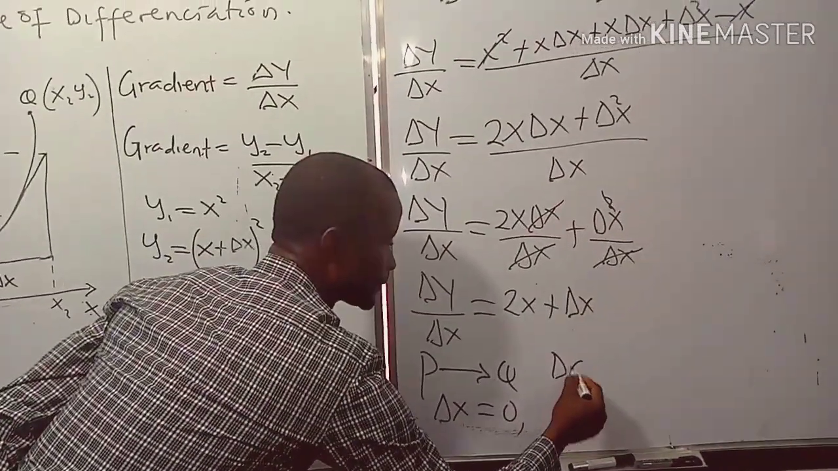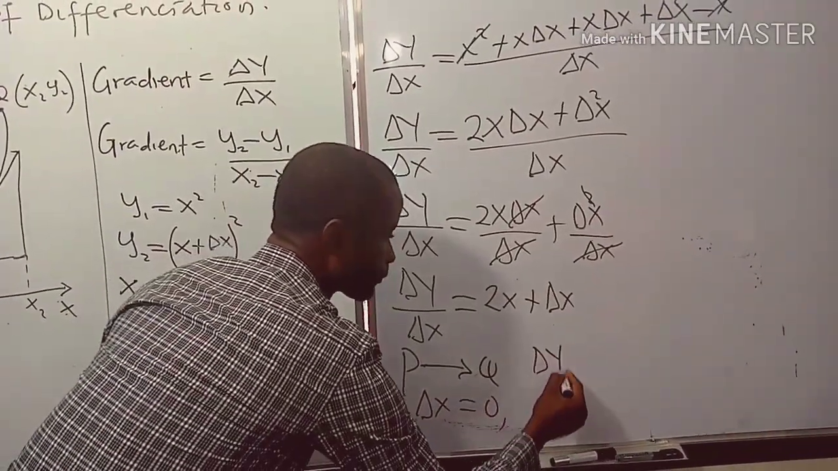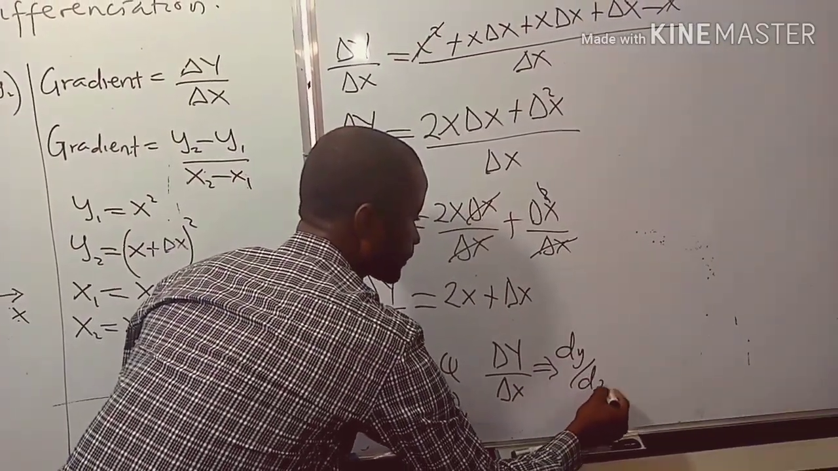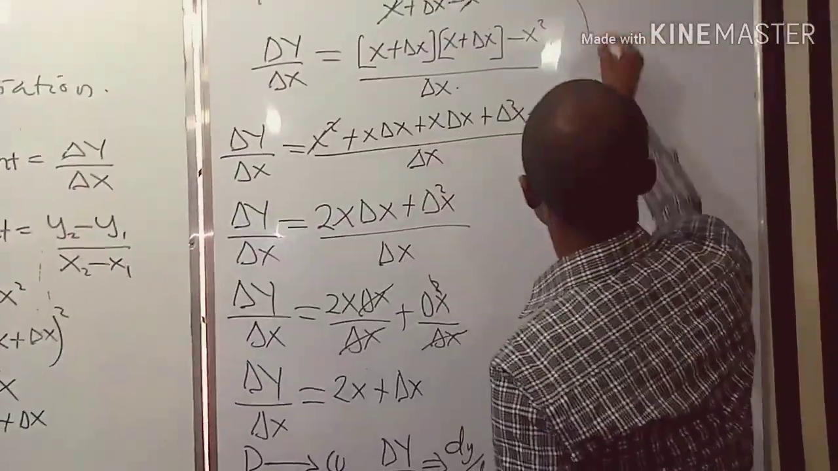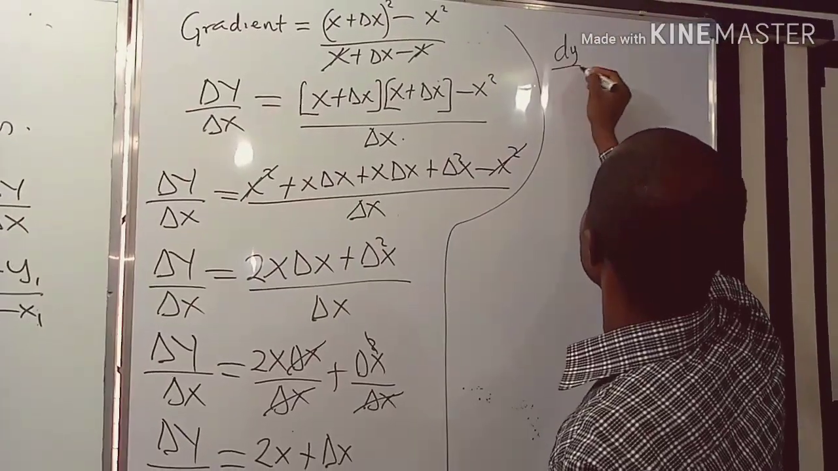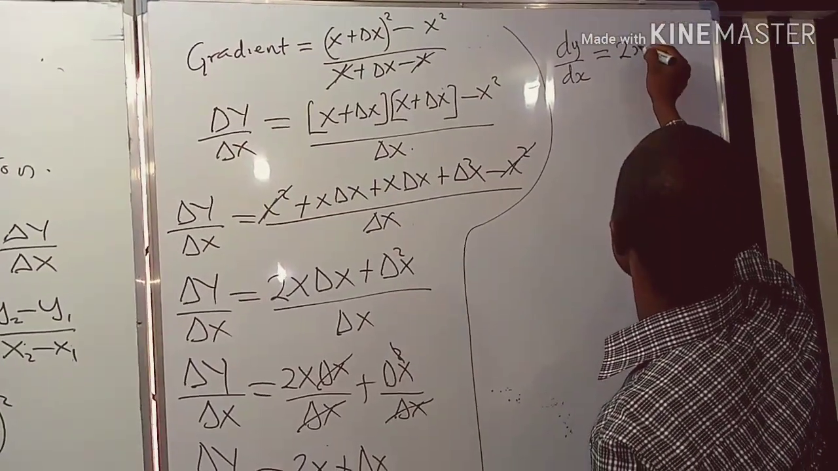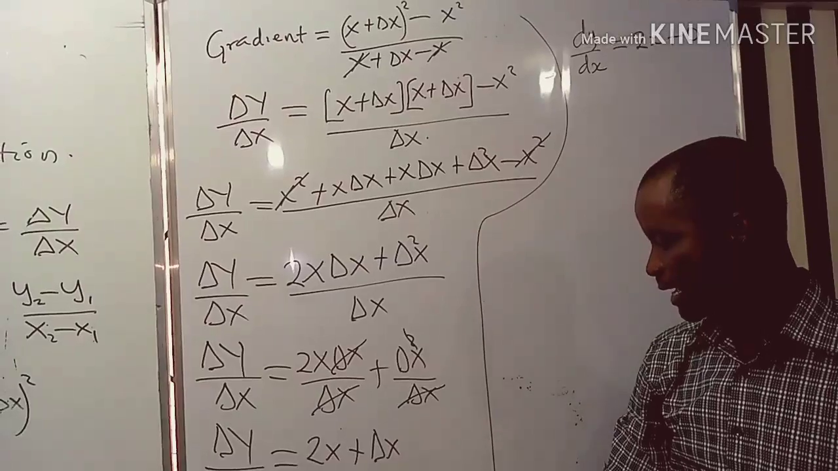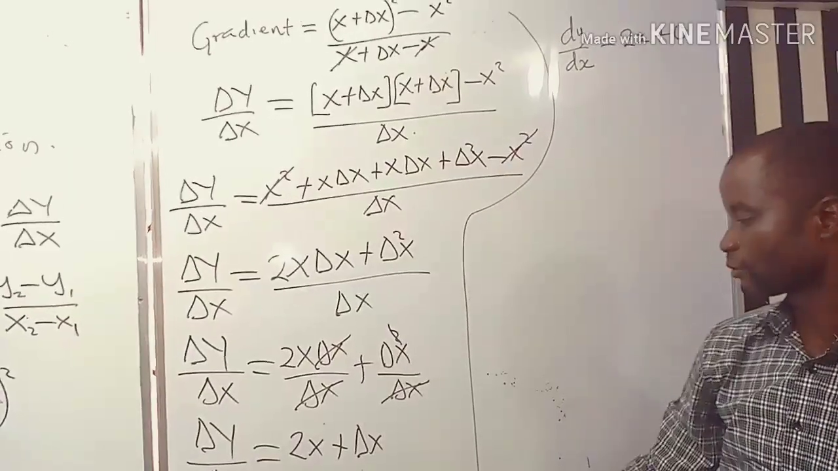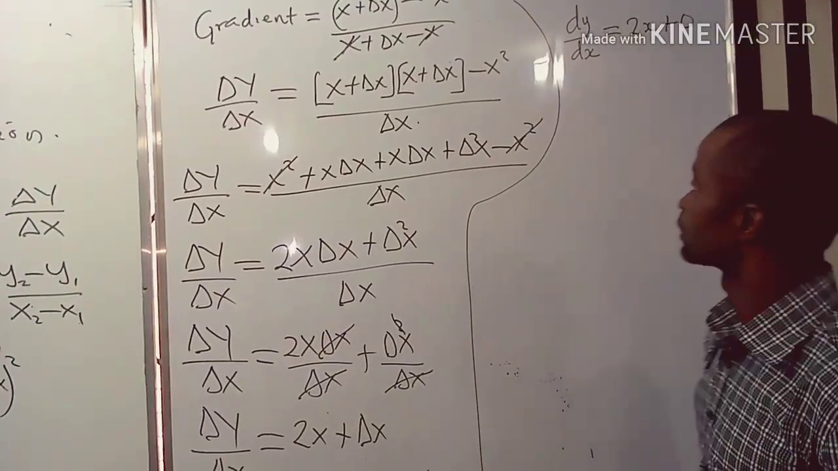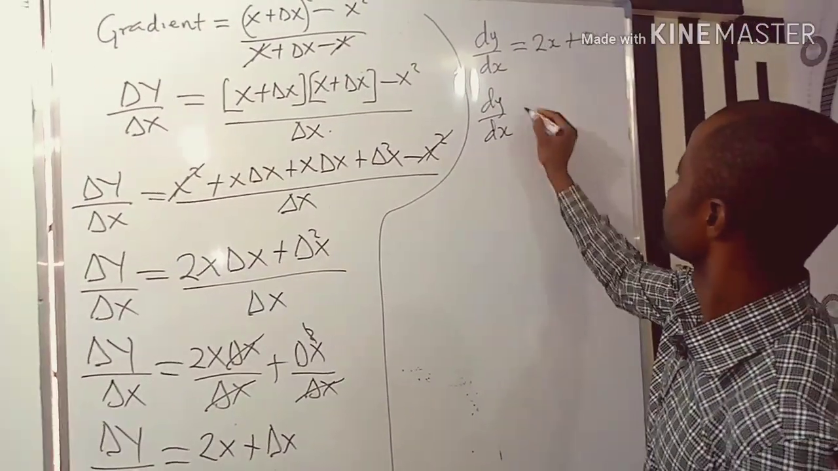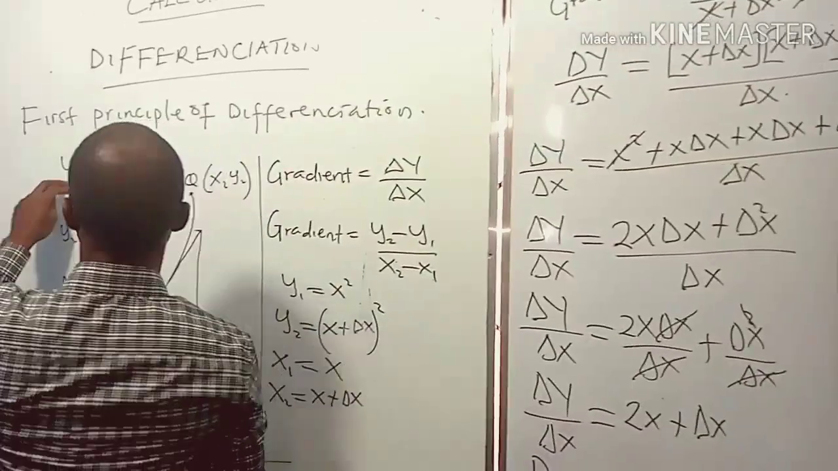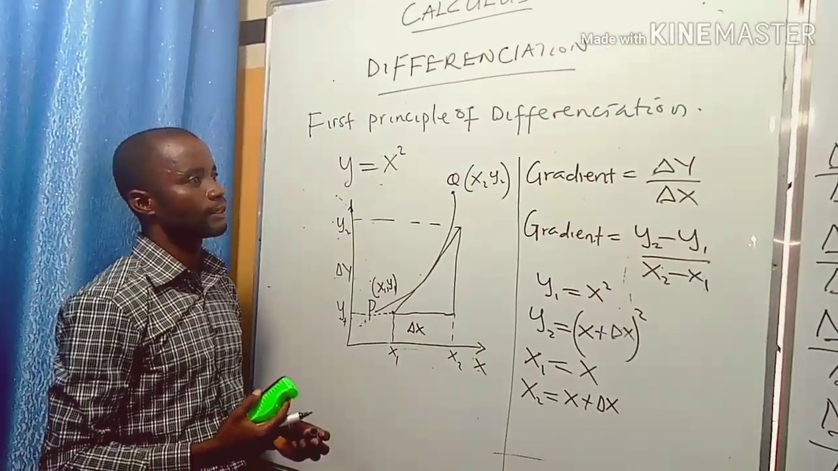Hence, delta y over delta x is equal to dy over dx. Therefore, input the value there, and then we have dy over dx equal to 2x plus 0. Because as P is moving towards Q, delta y and delta x came to dy and dx, and then delta x tends to 0. Hence, dy over dx is equal to 2x. Let's show that the differential form of this equation, y equal to x squared, is 2x. That's the first principle.